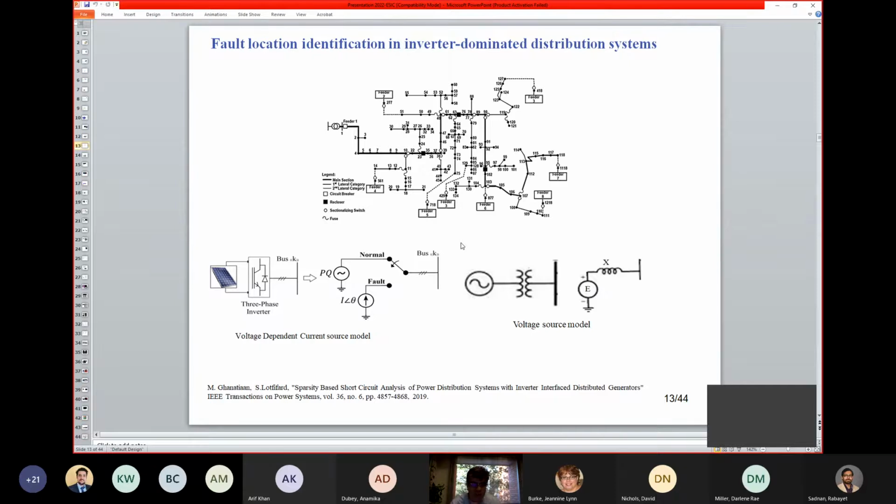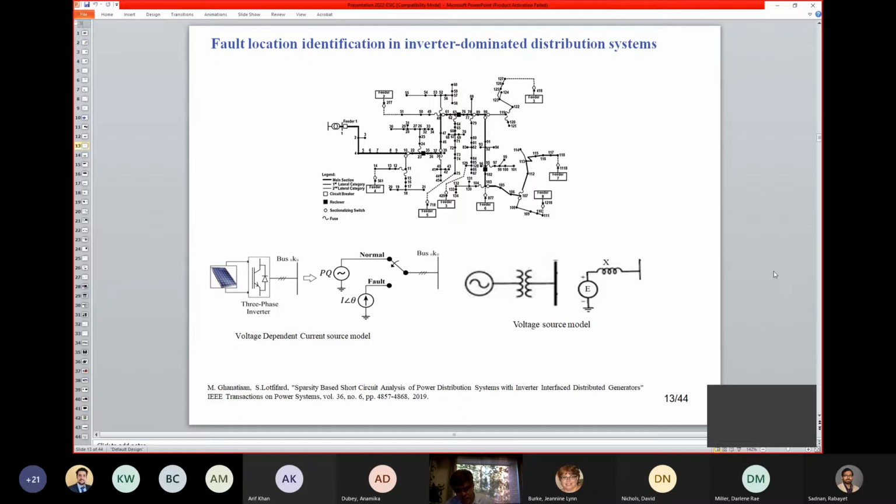Another problem here is that for traditional synchronous generators, we model them as a voltage source behind a series impedance. But inverters are modeled based on the modes of operation, basically as a voltage-dependent current source. So this totally changes how you do short circuit analysis, how you do fault analysis. That's another challenging part of the problem. How to combine all of these models is a very interesting topic that we are working on.